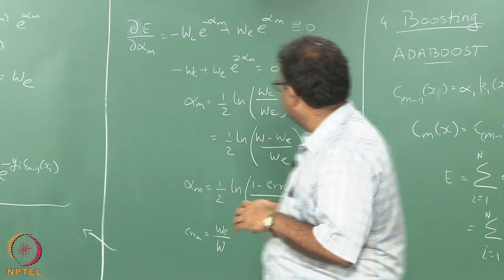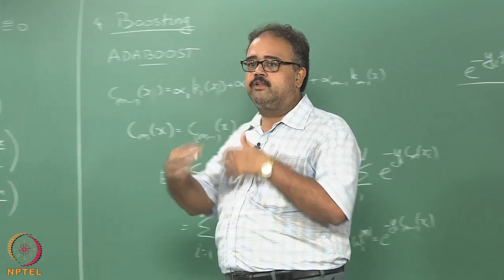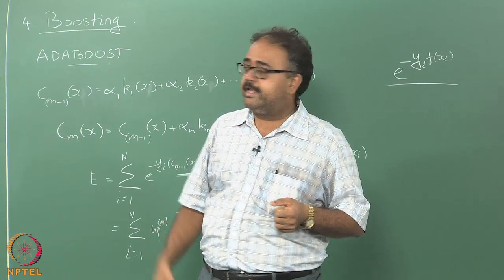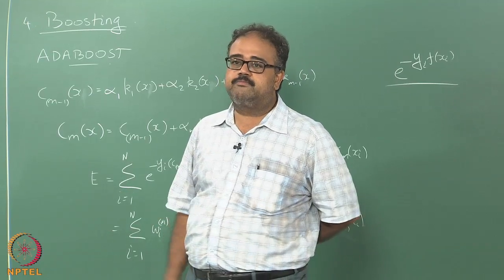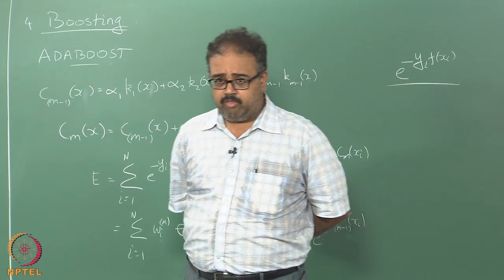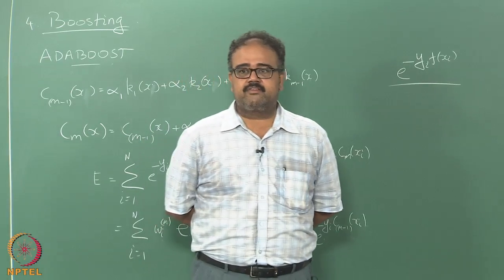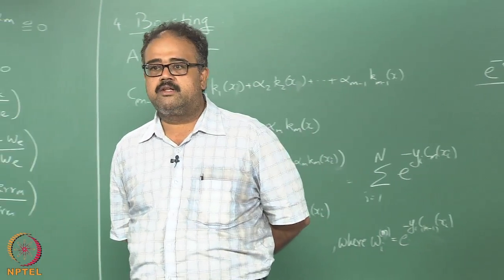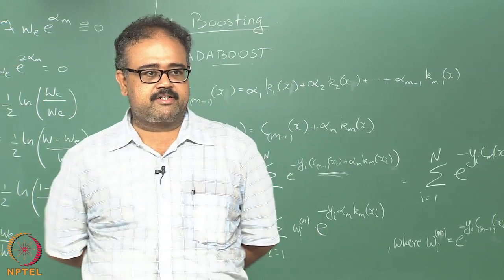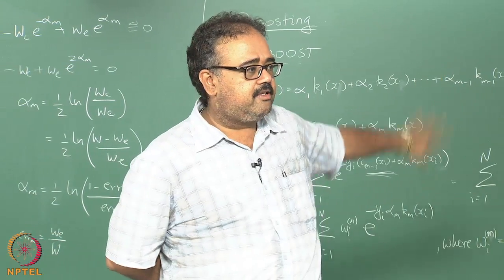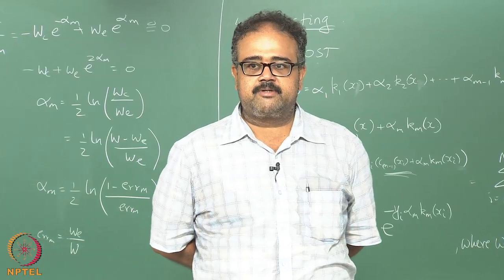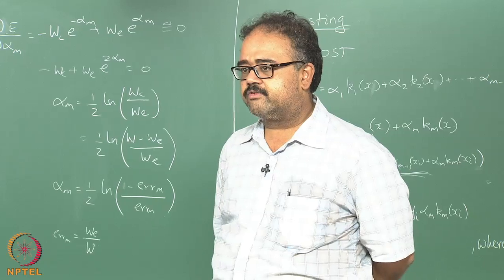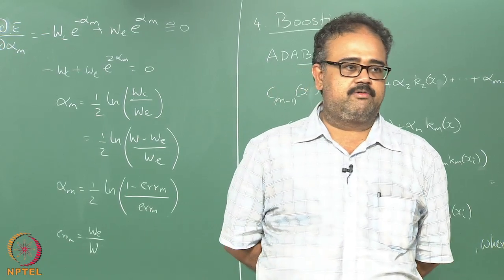In fact, we can show that the exponential loss function is very closely related to the deviance. And an equally popular version of boosting called LogitBoost exists, where we actually use the deviance, the logistic function, the log odds function that we used for logistic regression. You can use the same error function and derive all the update rules that we just did for the exponential loss function, and come up with similar update rules, okay.